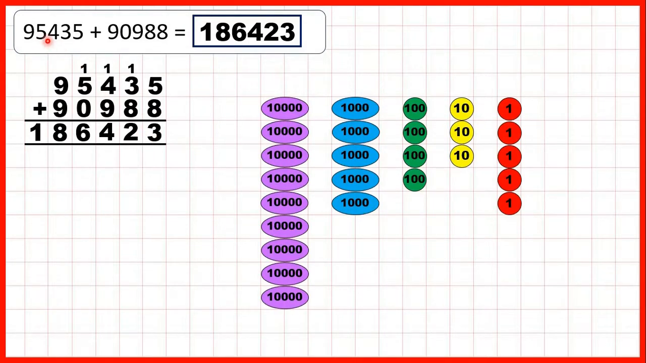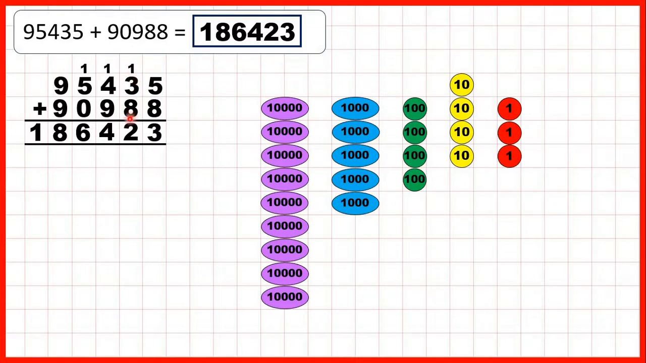Next, we had 95,435, so that's 9 10,000s, 5 thousands, 4 hundreds, 3 tens, and 5 ones. We started by adding 8 ones, so we can add 1, 2, 3, 4, 5, then exchange, then add 6, 7, 8. So we write the 10 that we've made above our tens column and the 3 ones that we now have in our answer.